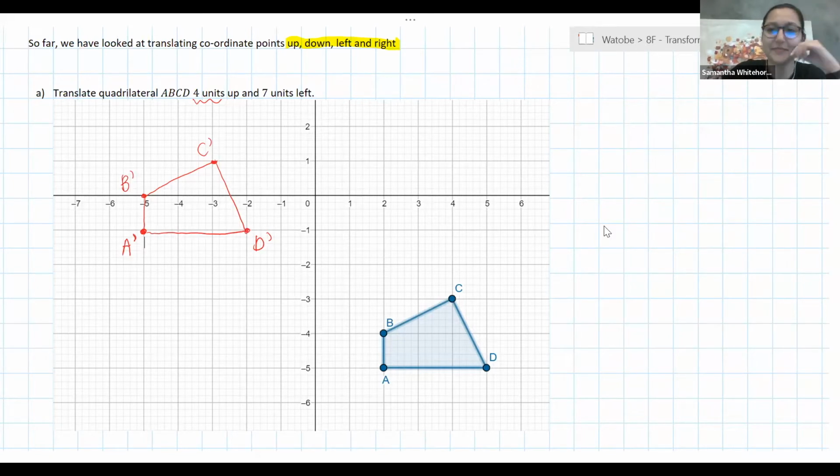Cool. Okay, guys. So like I said, this is an example of translations. It's just basically sliding the shape. We're not changing the shape. We're not rotating it, reflecting it, making it bigger, making it smaller. We're literally taking it as it is and we're sliding it along my Cartesian plane. Okay, so take your screenshots if you haven't already, and then let's have a look at another one.